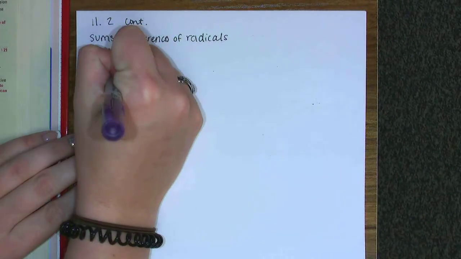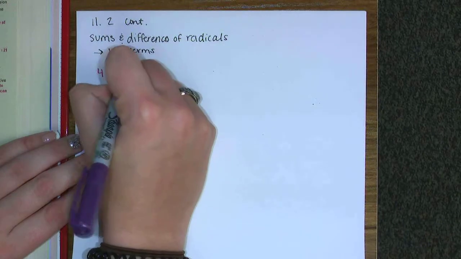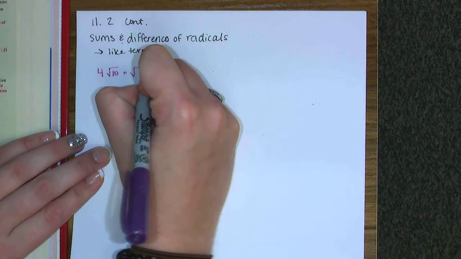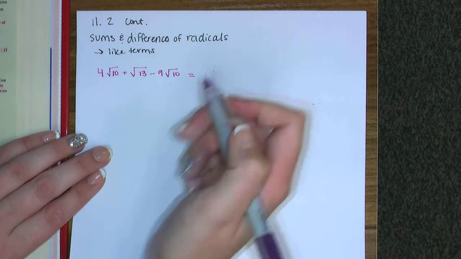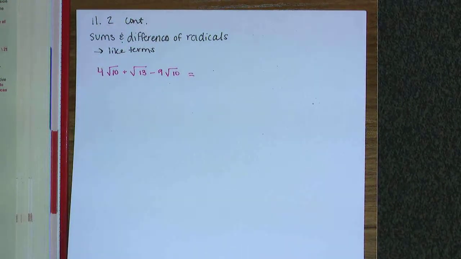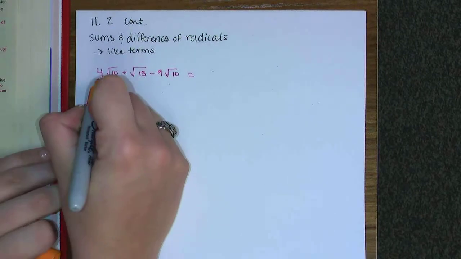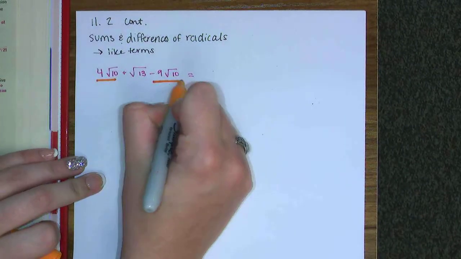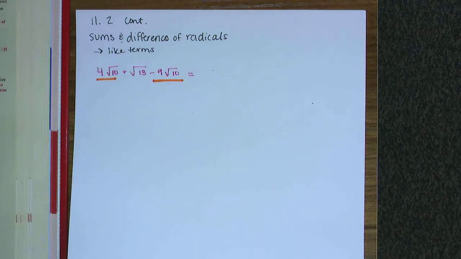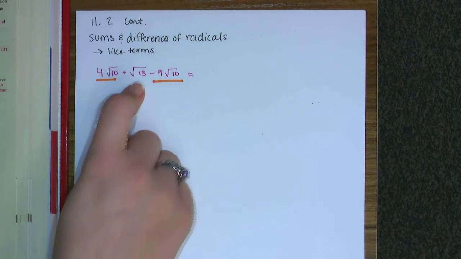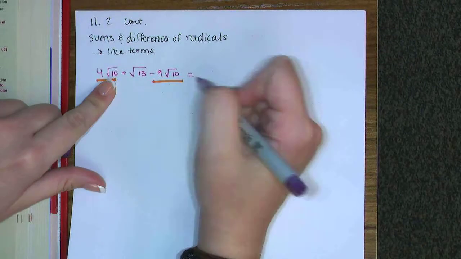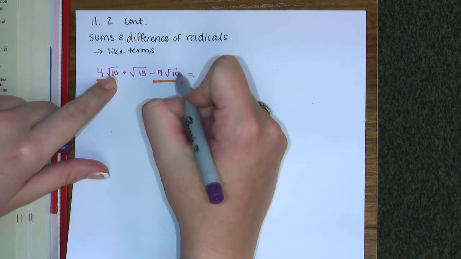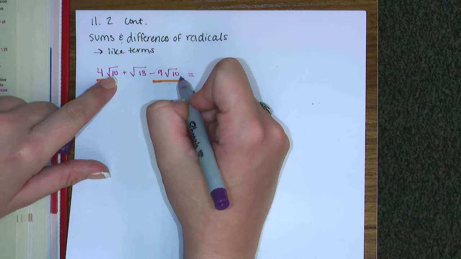4 root 10 plus the square root of 13 minus 9 square root of 10, we can only do things that have like terms. So the only things that have like terms here are this 4 root 10 and this negative 9 root 10. That square root of 13 is going to be separate. So when we do our answer, we're going to have 4 root 10 minus 9 root 10. Now the stuff inside does not change.